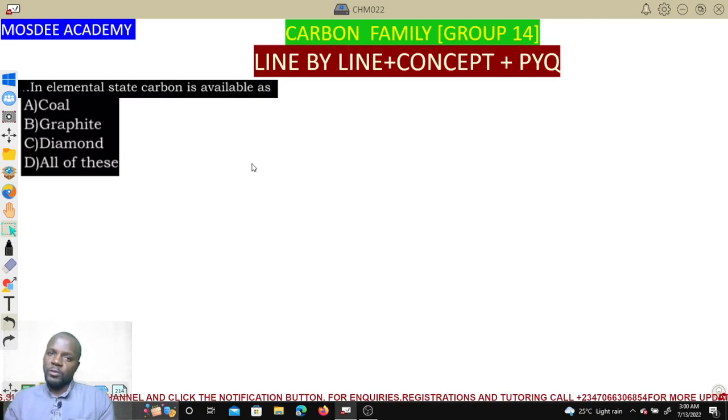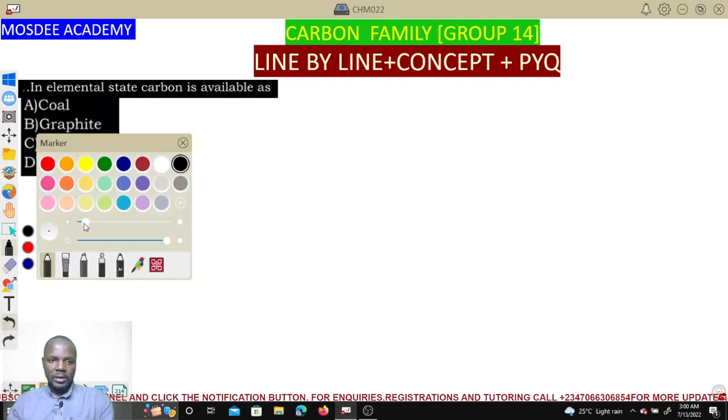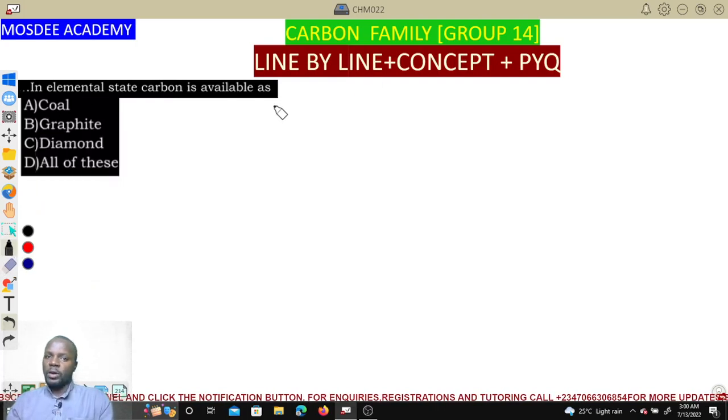So guys, I start with the first question. The first question is: in elemental state, carbon is available as dash. Now, before we delve into talking about the state of carbon, we need to understand that we are talking about group 14. A quick way of explanation, I do the normal method I use.